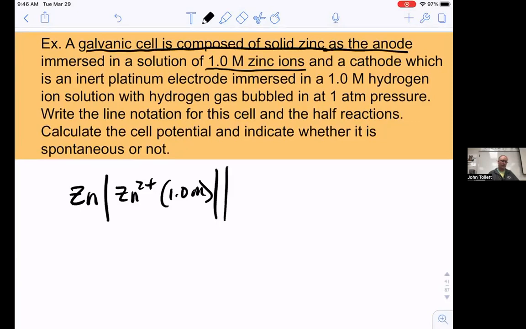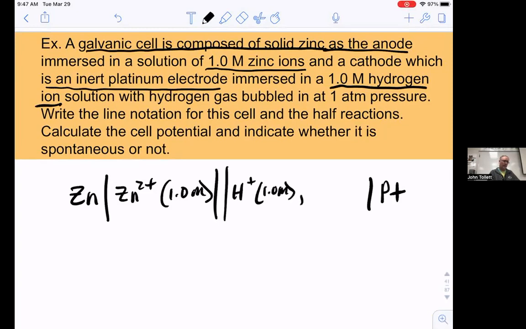And then I've got my salt bridge. And a cathode, which is an inert platinum electrode. So what I'm going to have over here is platinum written as my metal electrode for the cathode. And it's immersed in 1 molar hydrogen ions. So that would be H+ ions that are 1 molar. And then it is also with hydrogen gas bubbled at 1 atmosphere of pressure. So I would have H2, and I would write its partial pressure or concentration there. Usually that's a semicolon, but if you comma it, it'd be all right.